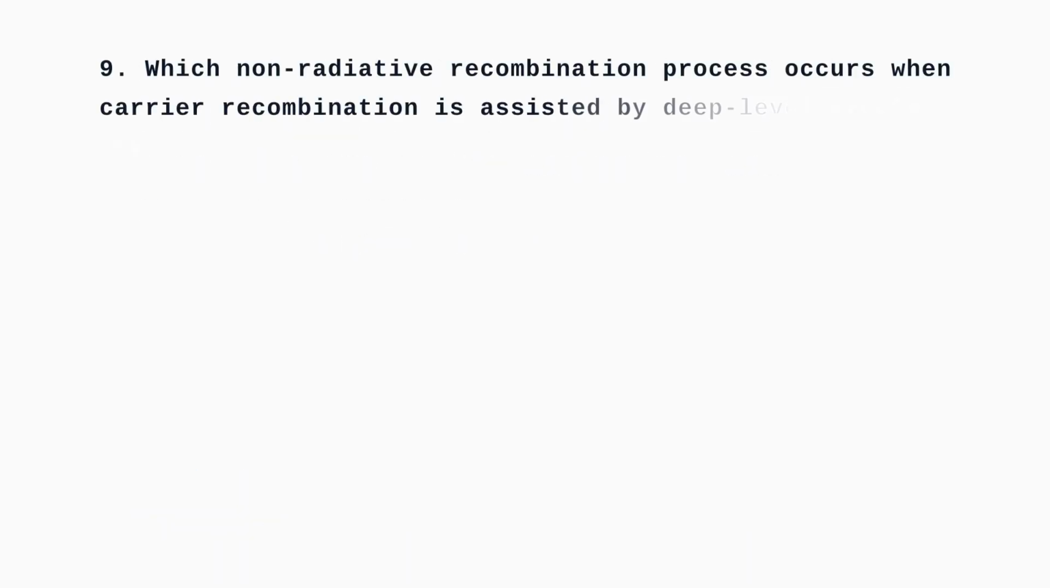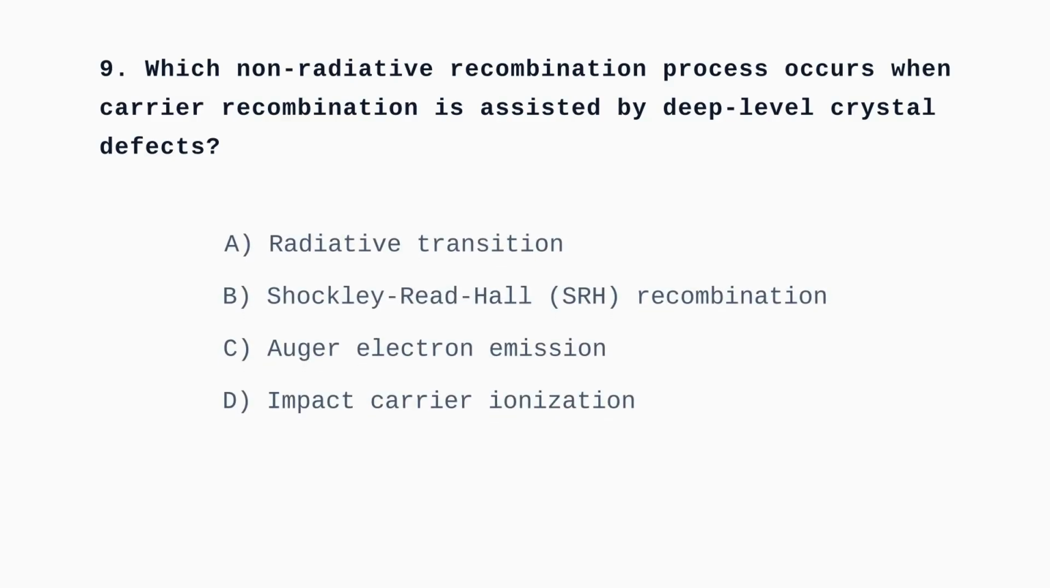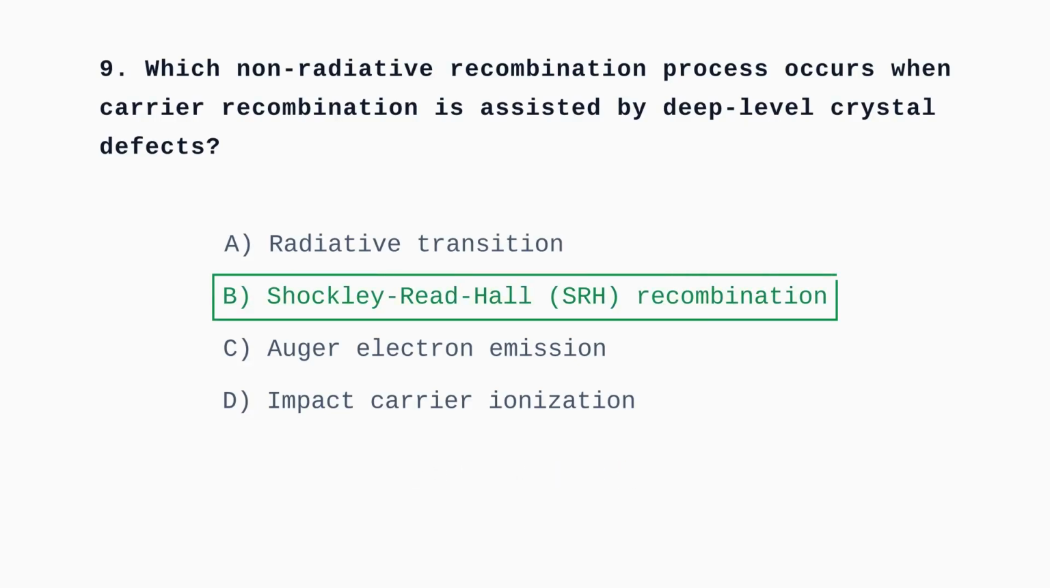Question 9. Which non-radiative recombination process occurs when carrier recombination is assisted by deep-level crystal defects? Shockley-Read-Hall recombination is a defect-mediated process where an electron or hole falls into a trap state within the forbidden band gap, releasing its energy as lattice heat instead of light.